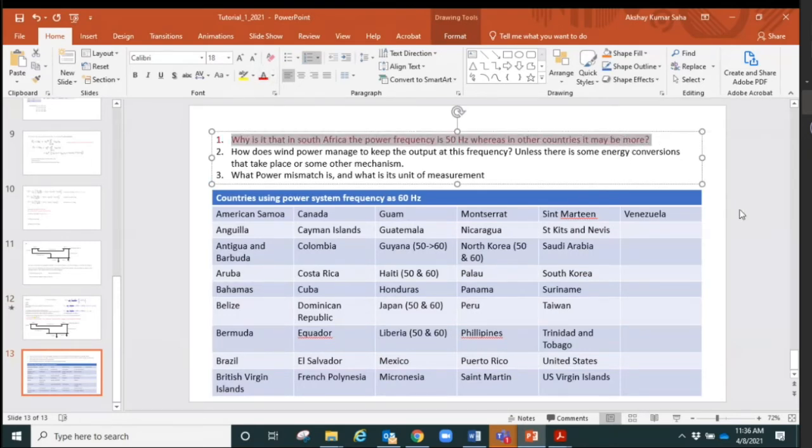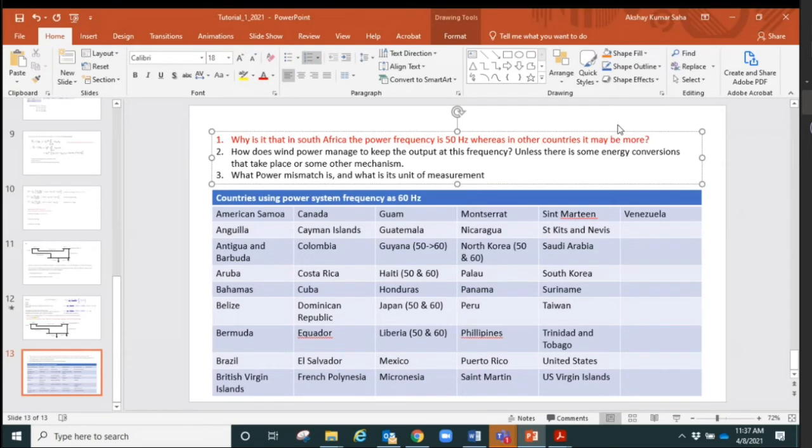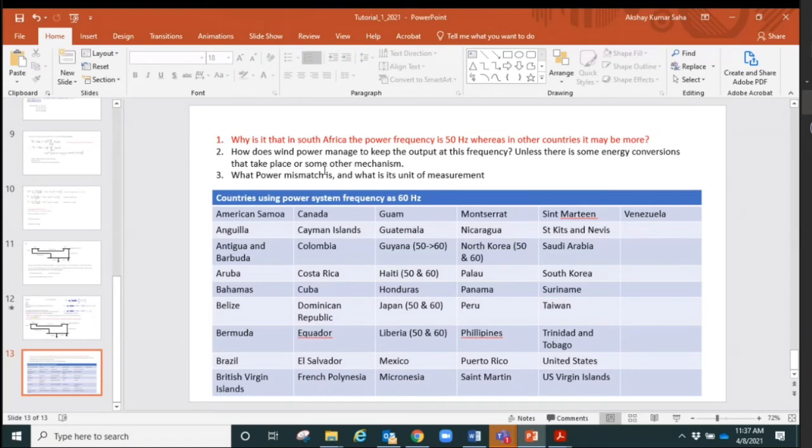is like this. Why is it that in South Africa the power frequency is 50 Hz, whereas in other countries it may be more? Yeah, it's a choice what frequency is going to be the power system's frequency or mains frequency. We call it sometimes line frequency. It depends on the choice.